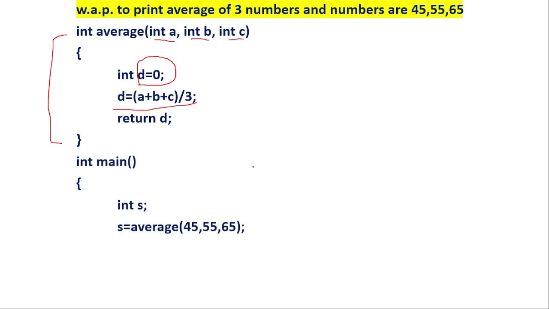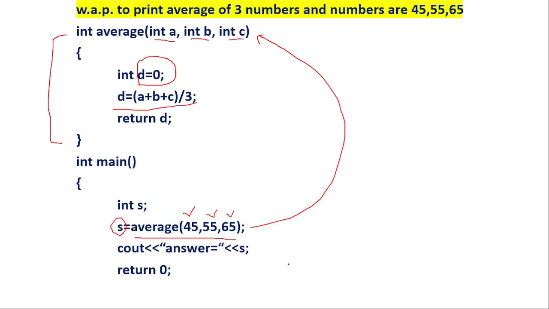And how will we write main? So this is the main function, and in this function I have called the average function, and I have passed the values 45, 55 and 65 here. When I call this function, these values are going to be stored in a, b and c, and then that function will calculate the average of these three numbers, and the answer will be stored in s, because the answer is returned by this function. So the value of d is going to be stored in s, and we are going to print the value of s. And this is the program for the average of three numbers using the int function int type.